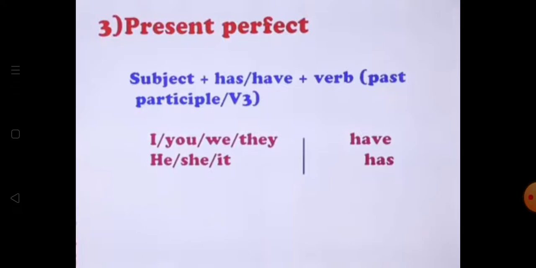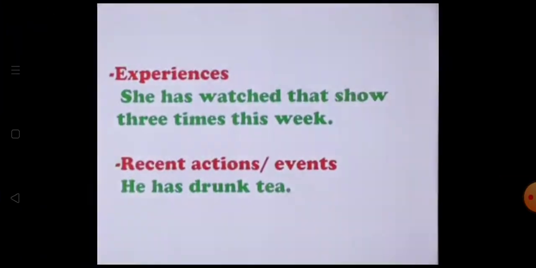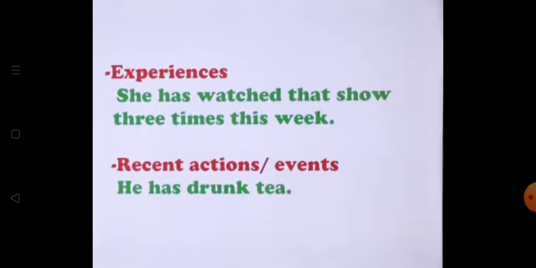So present perfect is used when we are talking about experiences and when we are talking about recent actions and events. For example, she has watched that show 3 times this week. So this is the experience of it during the week. The next example, he has drunk tea. So this is a recent action.